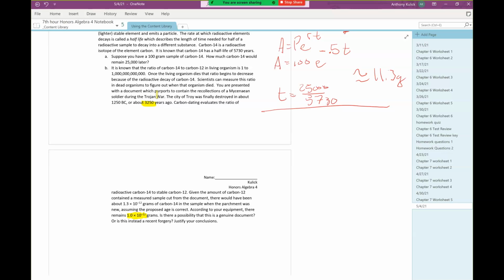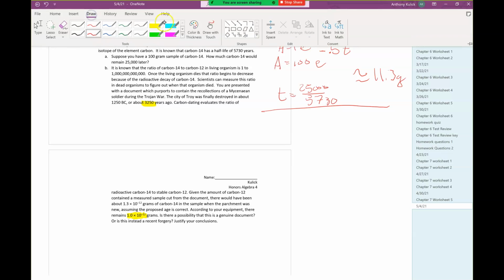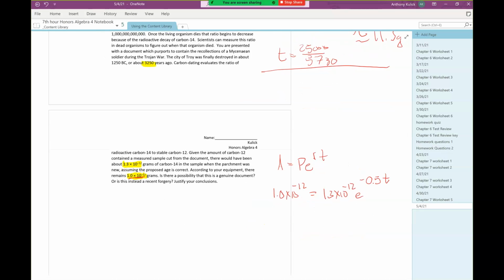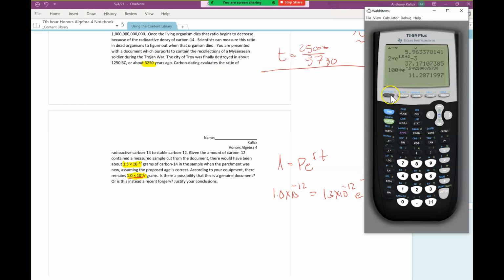Okay. So, this is our initial amount of carbon-14. And this one is our future amount. So I'm going to set that equation up to solve. I'm going to do this graphically, which is how we've been doing this.